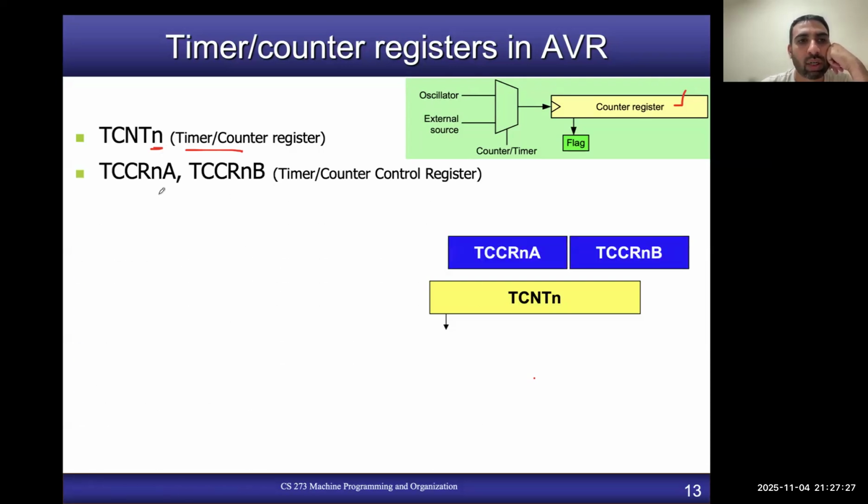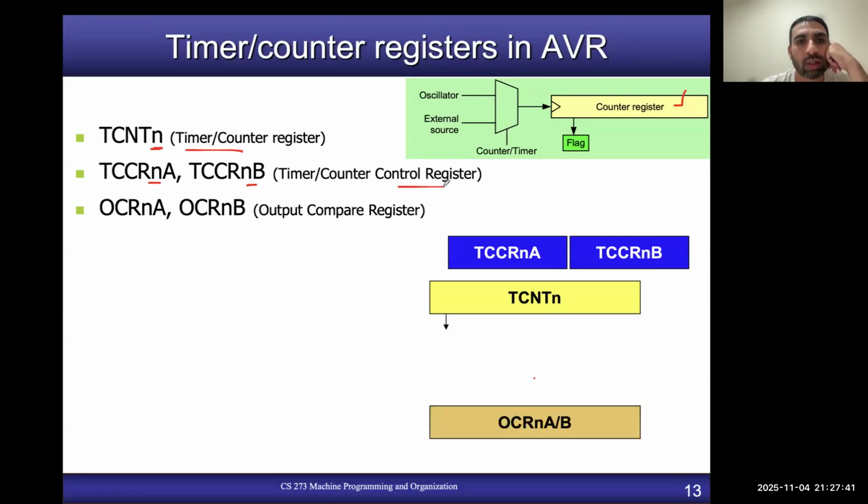Other than that, we have timer or counter control registers A and B. Again, here n means 0, 1, or 2. For all of the three timer counters, we have associated timer counter control registers. Then we have an output compare register. We will see the details of all of these registers, for example, what is the job of the timer or counter control register. In addition to that, we have output compare registers, and they are two in number for each timer or counter, which is why they are named A and B. And n will again be 0, 1 or 2.